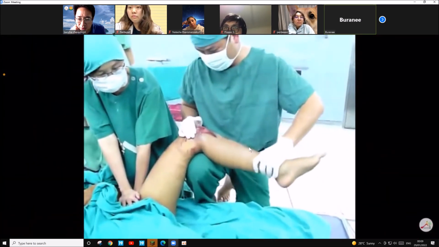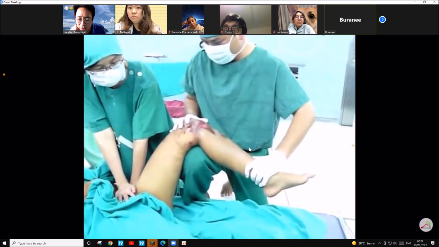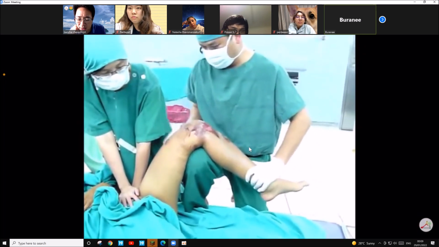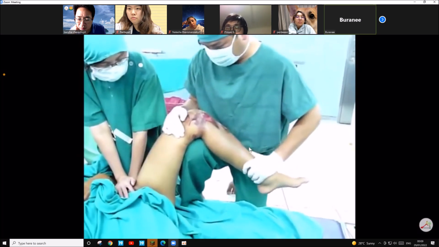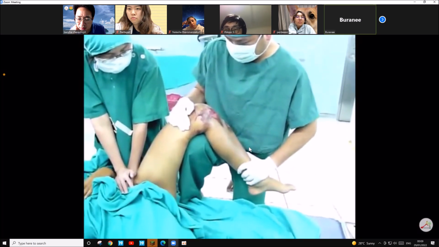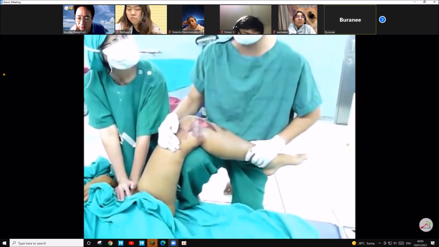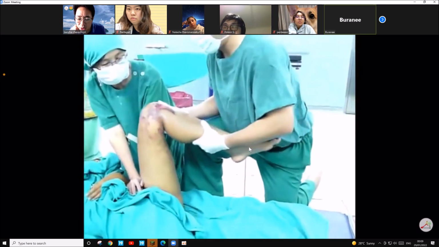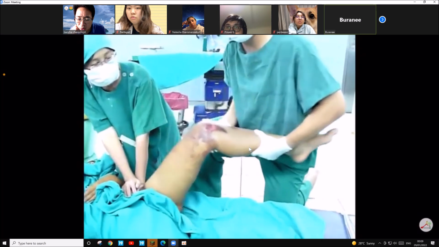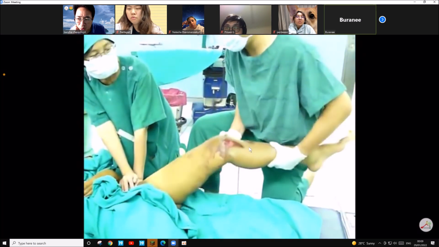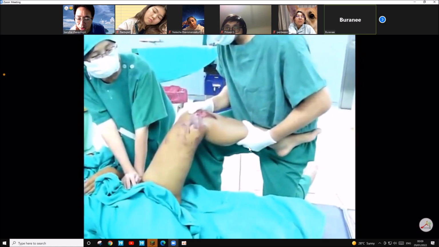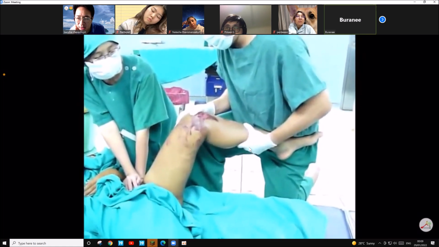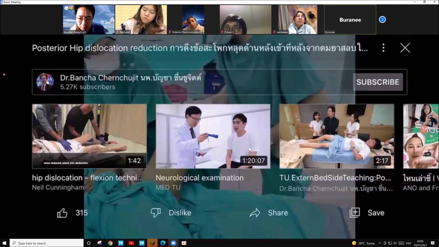See, this is in the theater. You see the knee? Yeah, this is the Lefkowitz technique. See? Yeah, it's in, right? And then you see how to check the stability. You need to bend the hip to 90 degrees and push it down this way. It is stable, that means this hip is stable.